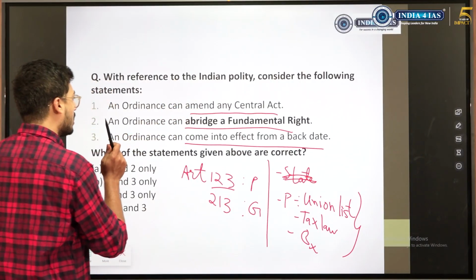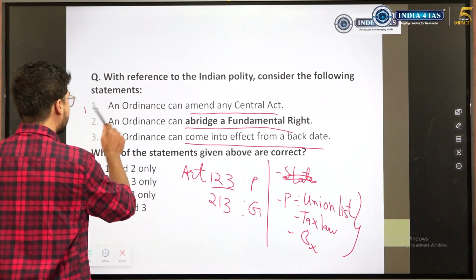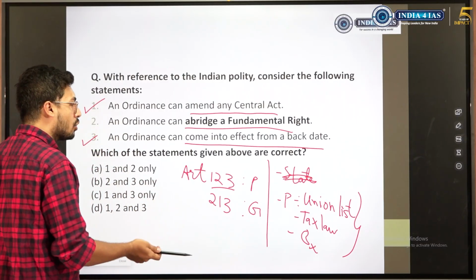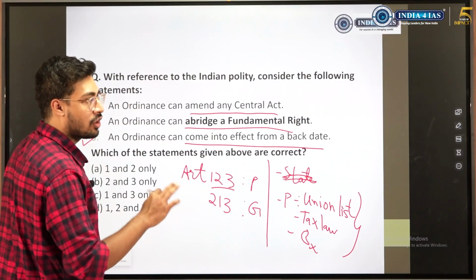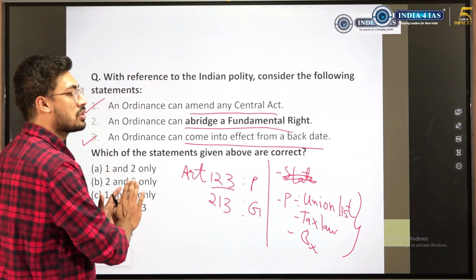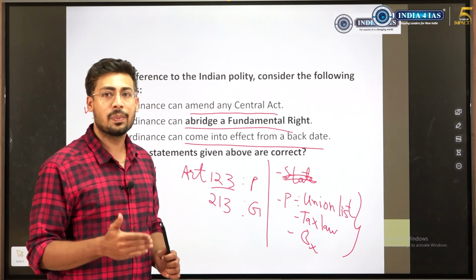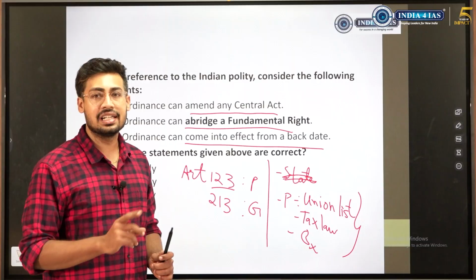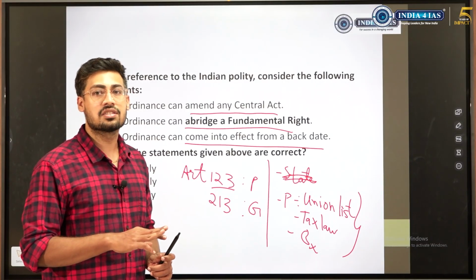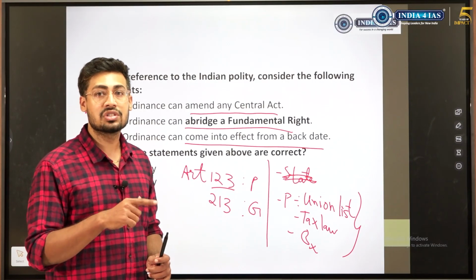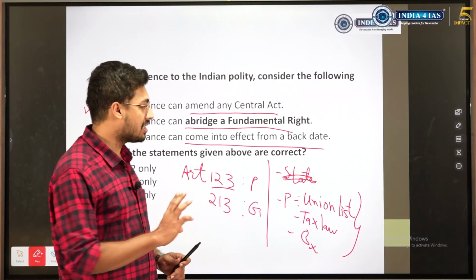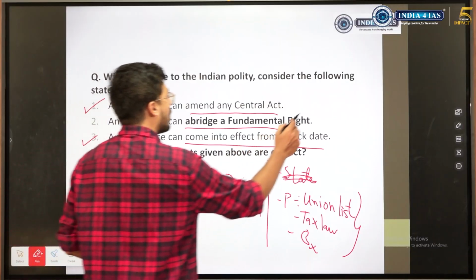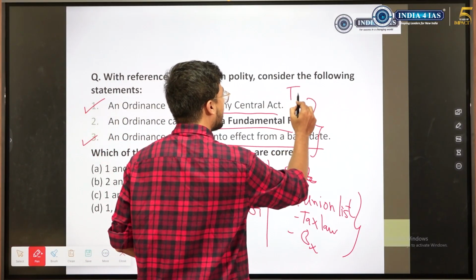So we are talking about an ordinance. An ordinance can amend a central act, which is correct. An ordinance can come into effect from a back date. Yes, even laws apply many provisions retrospectively, stating that this shall be applicable from so and so date. For example, in the FRA, the Forest Rights Act, it is mentioned that someone who has been cultivating forest land for 3 generations or 75 years before 2005, we give such a date. So that is retrospectively applying. So an ordinance can also be used for that, and an ordinance can also be used for making tax laws.